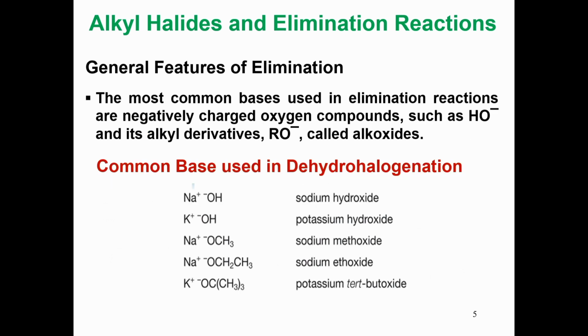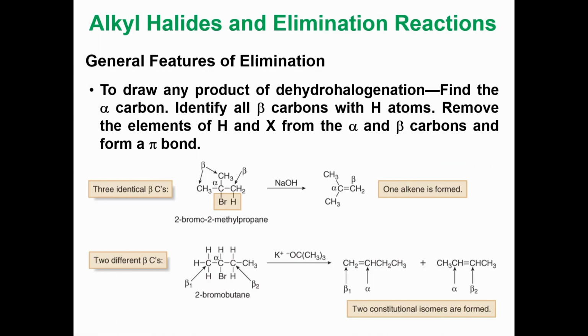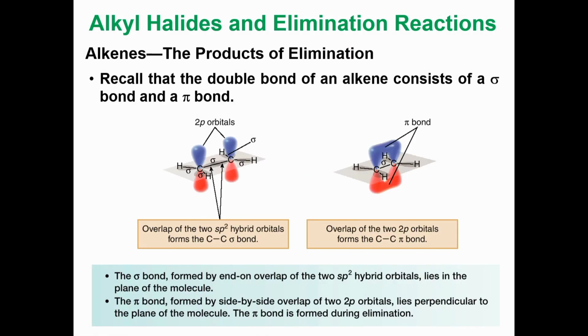The bases employed in these elimination reactions are negatively charged oxygen compounds such as hydroxide, or alkyl derivatives such as alkoxide. When there are identical beta carbons, one compound is formed. When there are different beta carbons, we have two compounds. Among these two compounds, one is more stable than the other. In alkene we have one sigma bond and one pi bond, while in alkyne we have two pi bonds and one sigma bond.